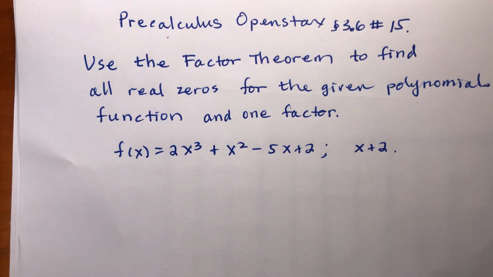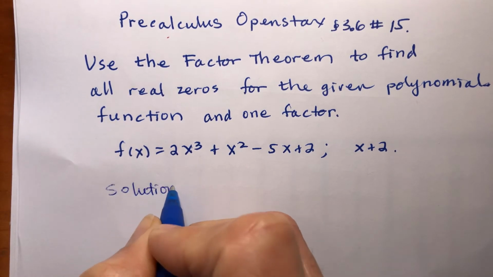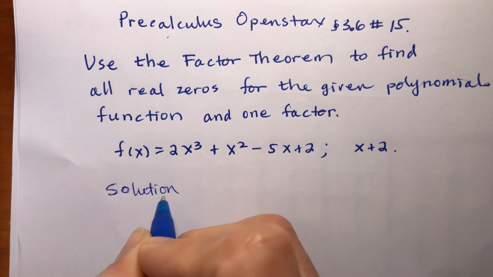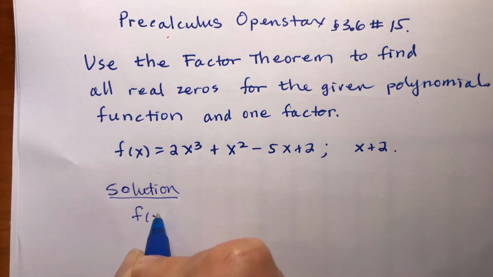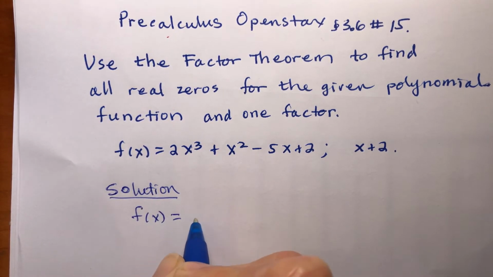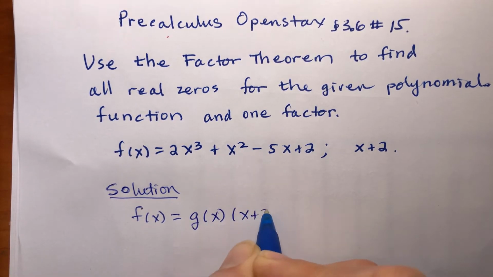This is Precalculus OpenStax, section 3.6, number 15. Use the factor theorem to find all real zeros for the given polynomial function and one factor. Okay, so what we're going to do is try to write f of x equals some polynomial g of x times x plus 2.